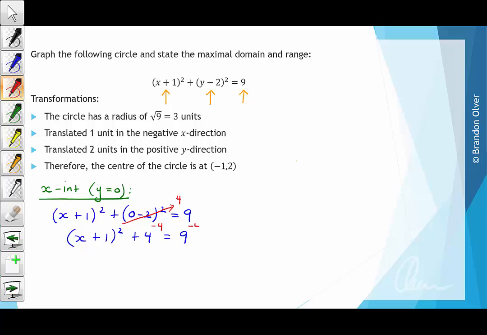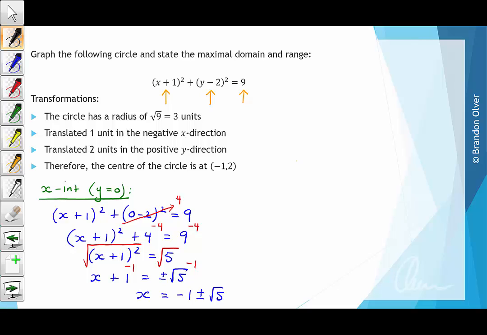Subtracting 4 from both sides, we find that (x + 1)² equals 5. Now if we take the square root of both sides, we find that x + 1 equals plus or minus the square root of 5. And finally, if we subtract 1 from both sides, we have x is equal to -1 plus or minus the square root of 5.